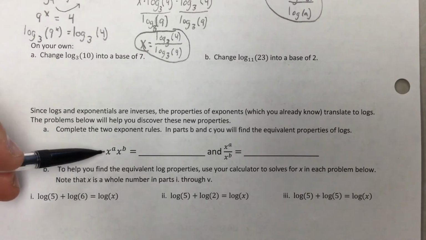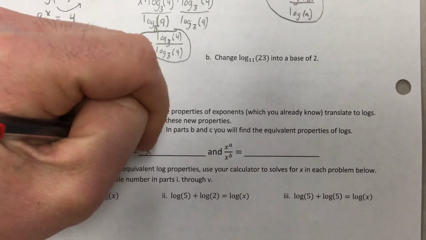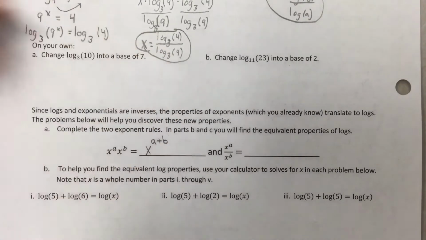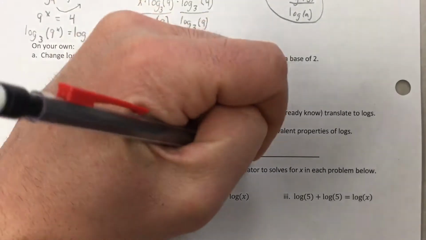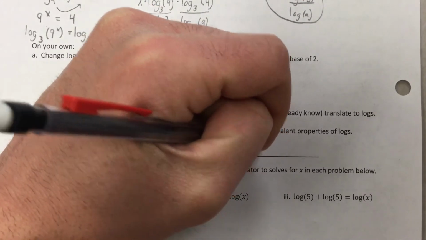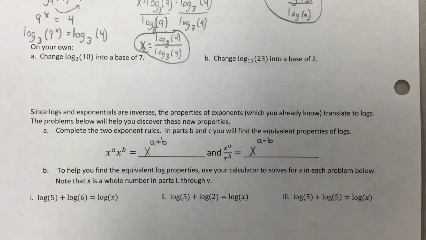So remember, if I have x to the a times x to the b, I can make that a single base and add the exponents: x to the a plus b power. And if I'm dividing the same bases, x to the a divided by x to the b, I can make that a single base by subtracting my exponents: x to the a minus b power.